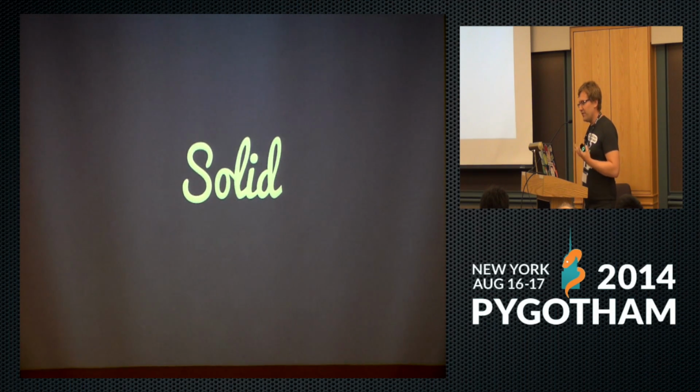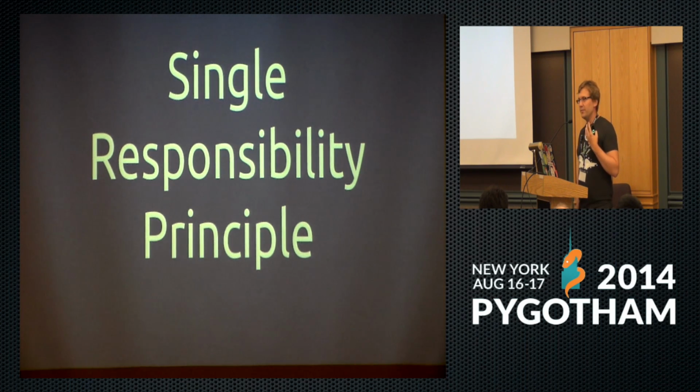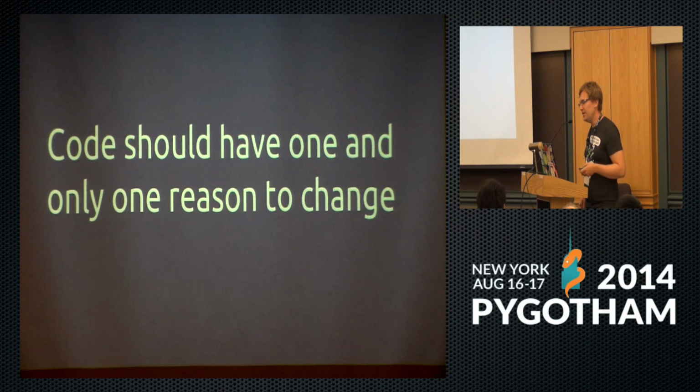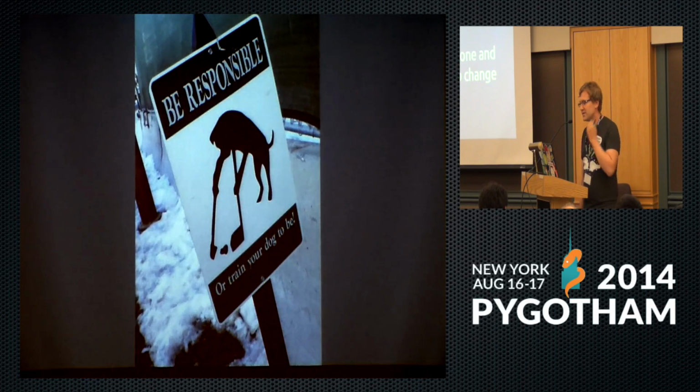So the first 5 principles are called the SOLID principles. They were brought together by Uncle Bob Martin, and these are the basis of object-oriented design. The first one is the single responsibility principle. It says code should have one and only one reason to change.